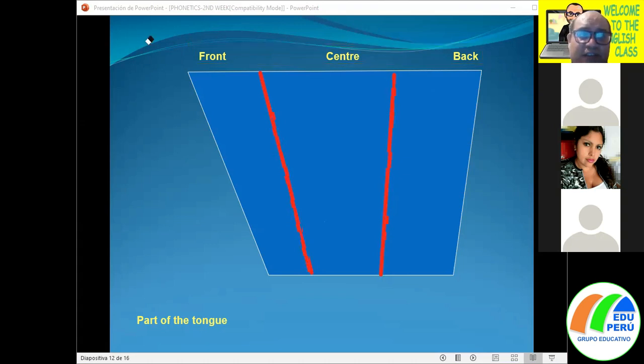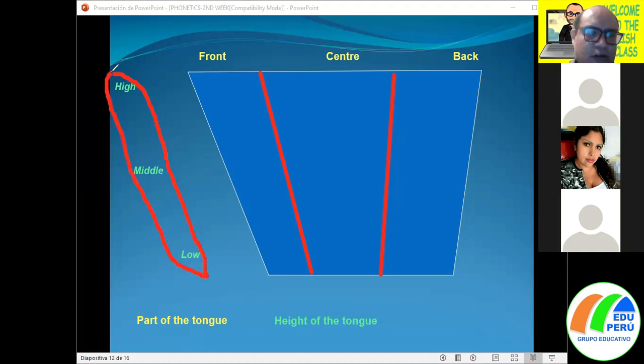Now let's pass to the second characteristic. What was the second characteristic? I'm going to show you the slides, don't worry. So notice here, the second characteristic is the height of the tongue. Height is similar to saying position. Height of the tongue or position of the tongue. So in height of the tongue, we have high, middle, low. This is the position of the tongue. Notice high, middle, low.